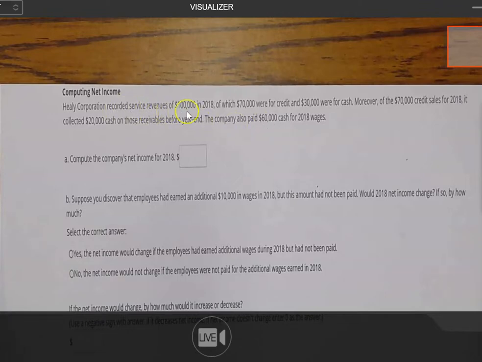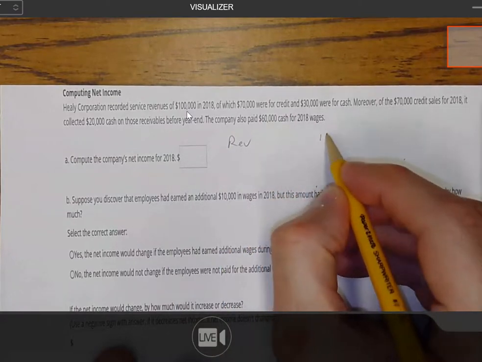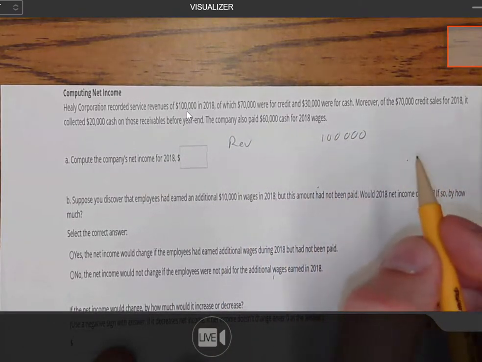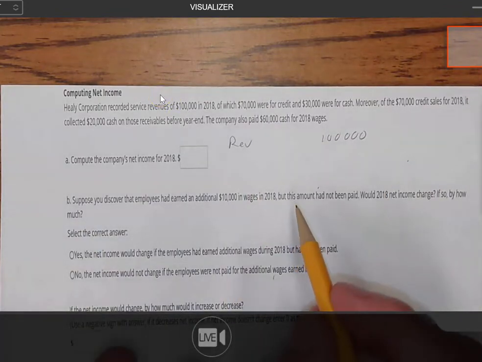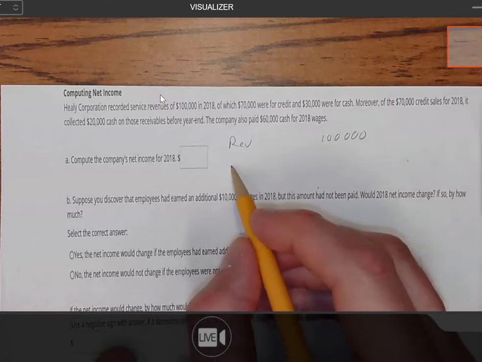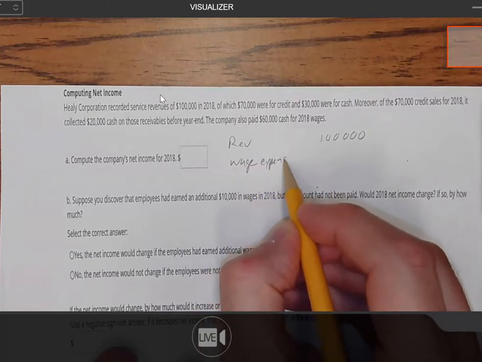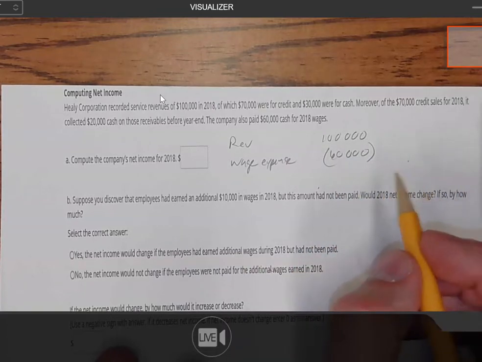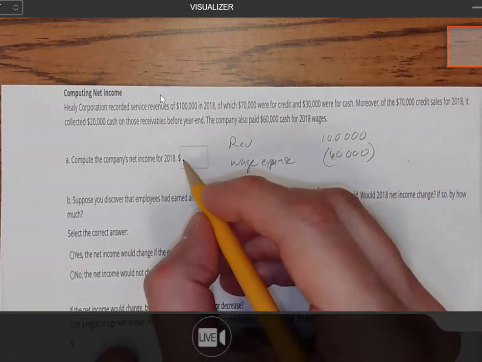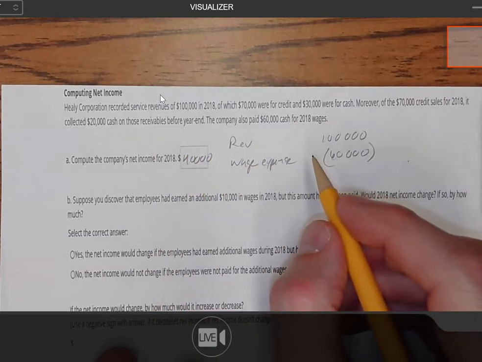So they recorded service revenues of $100,000, and I'm assuming that they didn't have any more than this. We had a wage expense of $60,000. Well, that's the only information that we have, so the answer is $40,000. All of this other information is irrelevant.